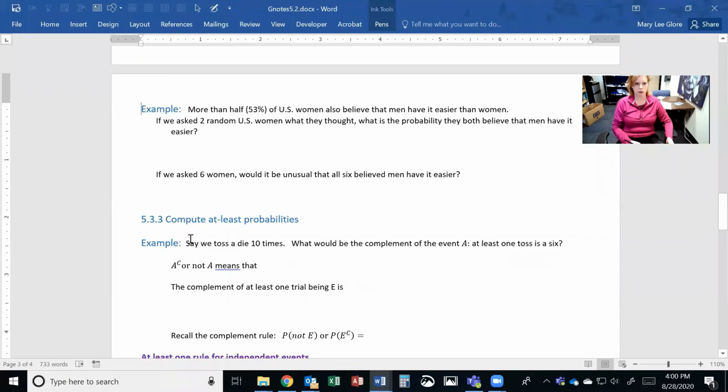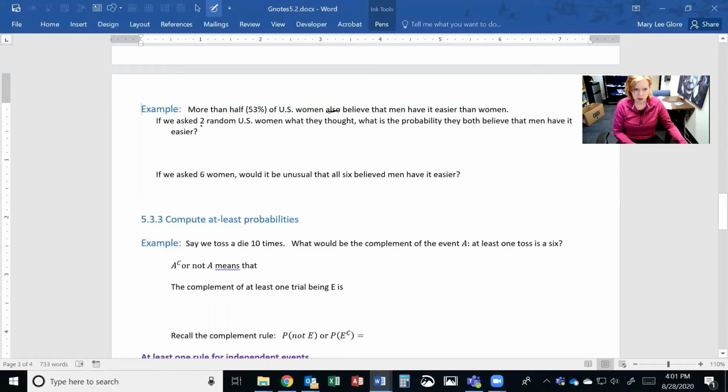Okay, another example. I got this off somewhere. So 53% believe men have it easier than women. I copied and pasted it from somewhere. So over half of the women think men have it easier than women. I'm not saying it's true. That's just how people feel. I'd have to really think about that one before I answered it. So if we asked two random women what they thought, what is the probability they both believe that men have it easier?